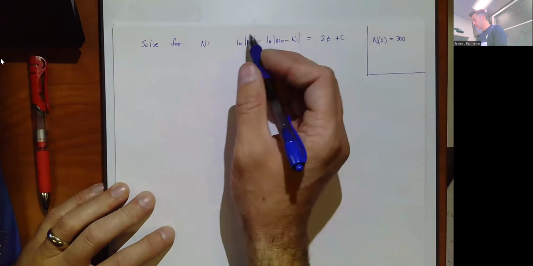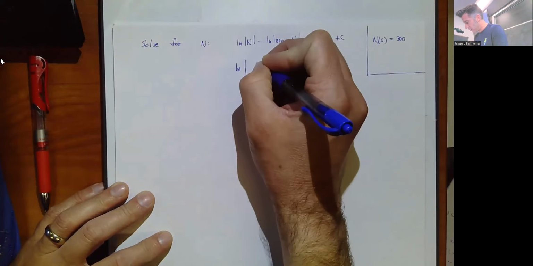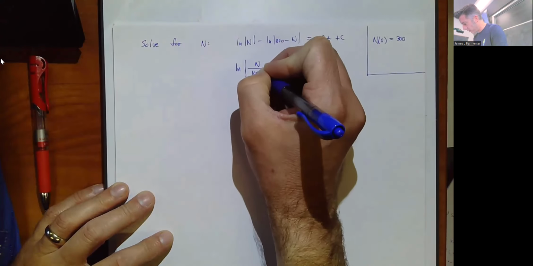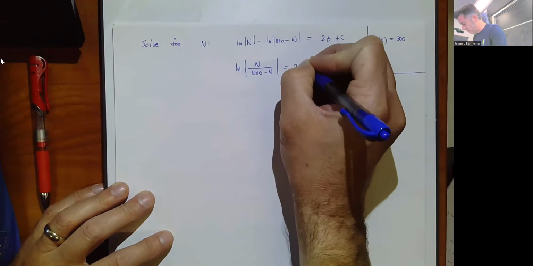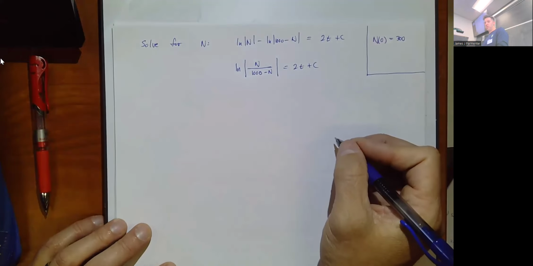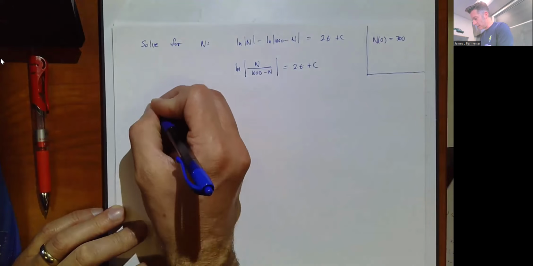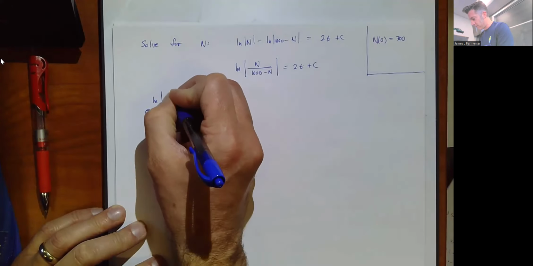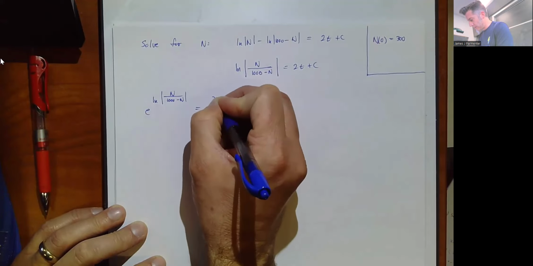The first step here, though, is to combine these two logarithms. You want to write this as the natural log of the absolute value of n over 1,000 minus n equal to 2t plus c. And then do the usual thing. Exponentiate both sides. E to the natural log of all that stuff equals e to the 2t plus c.